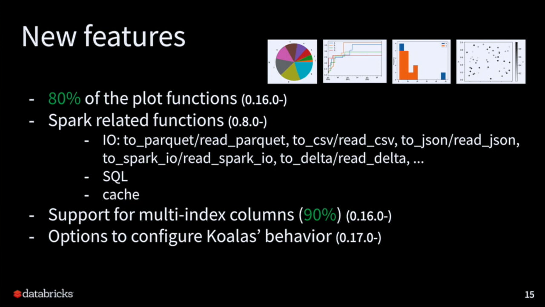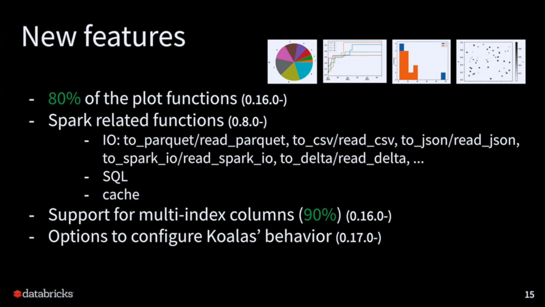But for the general data format, we provide to_spark_io or read_spark_io, where you can specify the format, which are available in Spark SQL. Also, if you already have a Delta Lake, we provide to_delta or read_delta functions. Also, you can run SQL sentences with the existing Koalas data frame, and you can also cache the Koalas data frame the same as the Spark data frame.